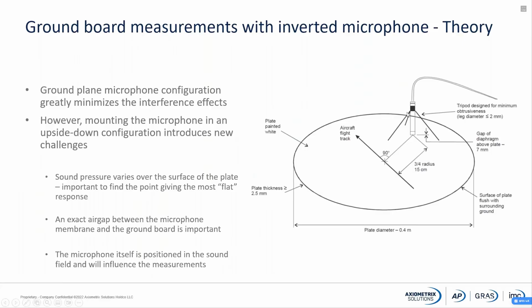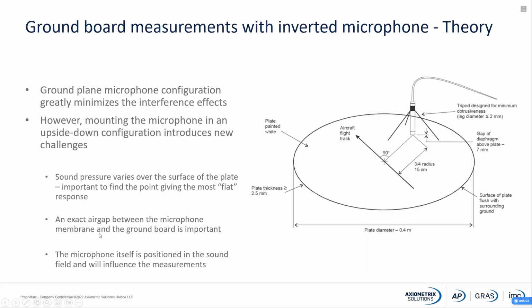First, it is this fixture here. You have the microphone, you have a 7 millimeter air gap, and you have it not centered, a little bit off center. So first of all, the sound pressure will vary over the surface of the plate. Therefore, it is quite important to find the spot where it gives the most flat response over the entire frequency range. I have some simulations of that, and I will show you why it has been selected: 3/4 radius, which means 15 centimeters from the center. So that is 5 centimeters from the side.